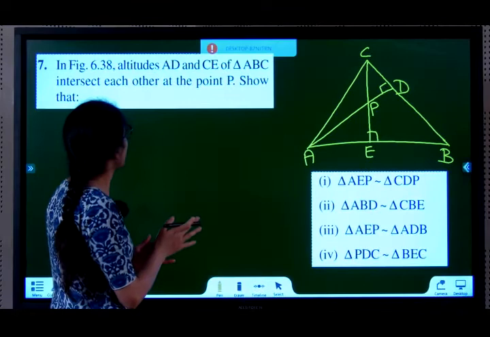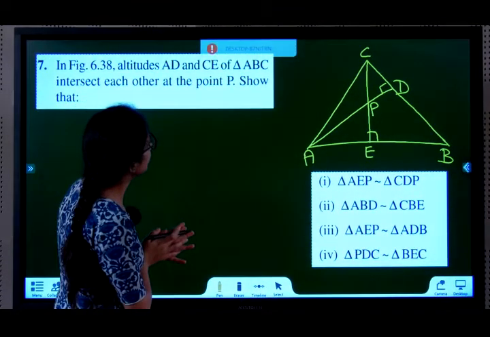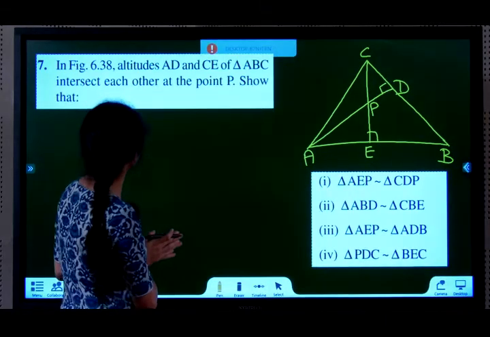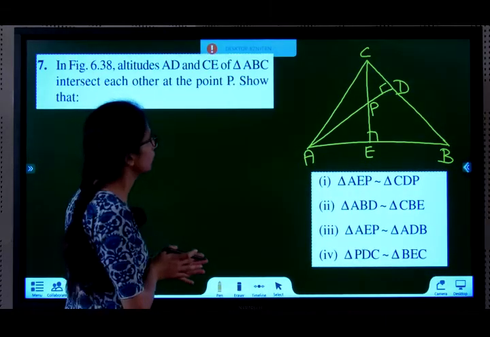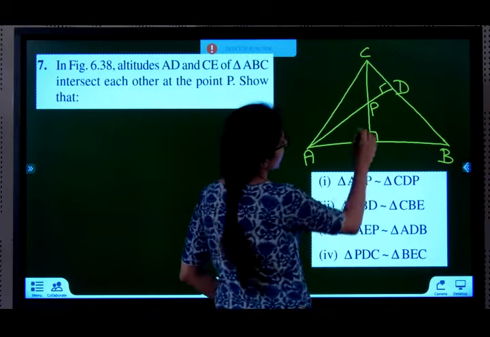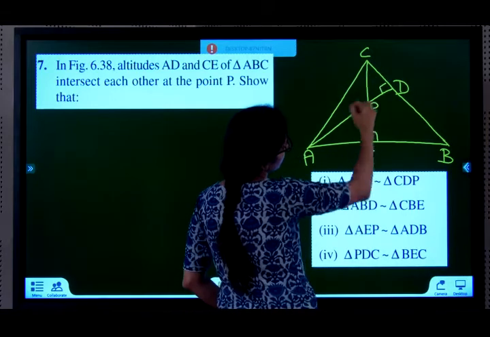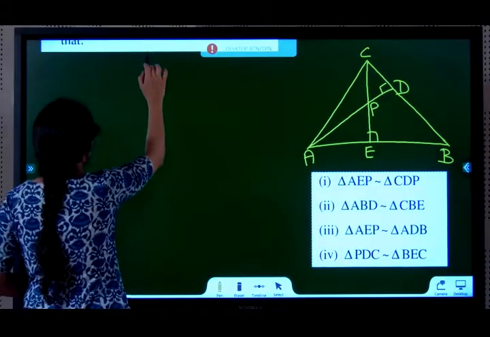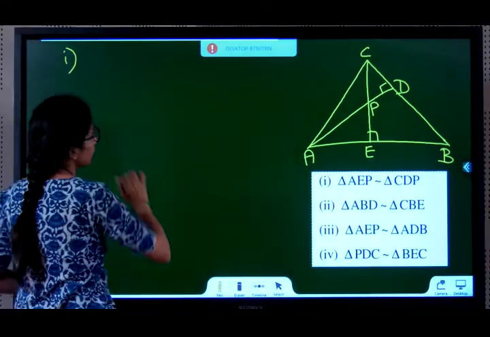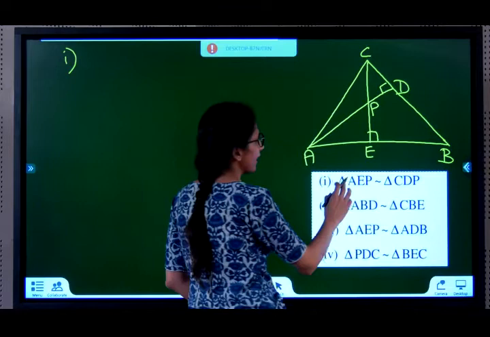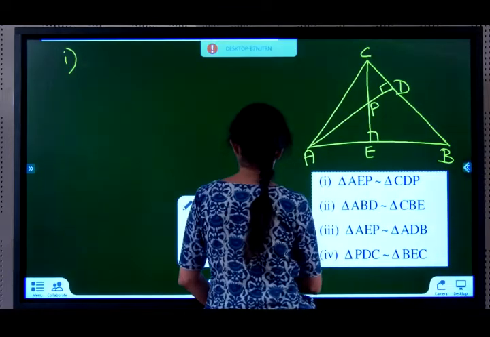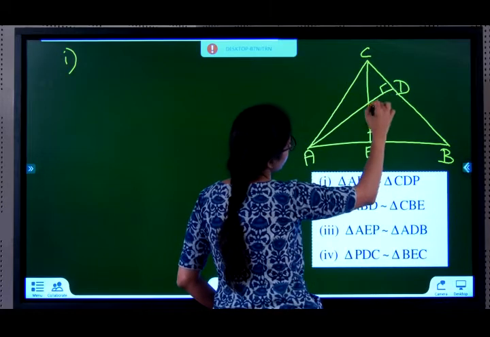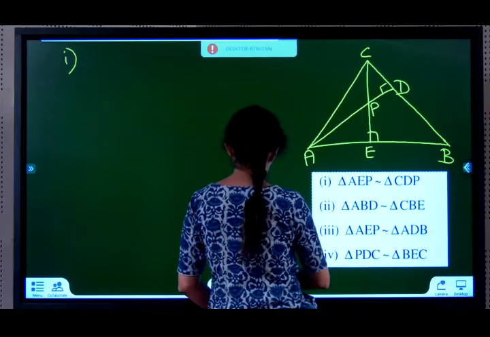In the figure, altitudes AD and CE of triangle ABC intersect each other at point P. Show all this. So these are altitudes. That means they've given that this angle is 90 and this angle is 90. Write that down in given. Now let's start with the first one. They are asking us to prove AEP is similar to CDP.